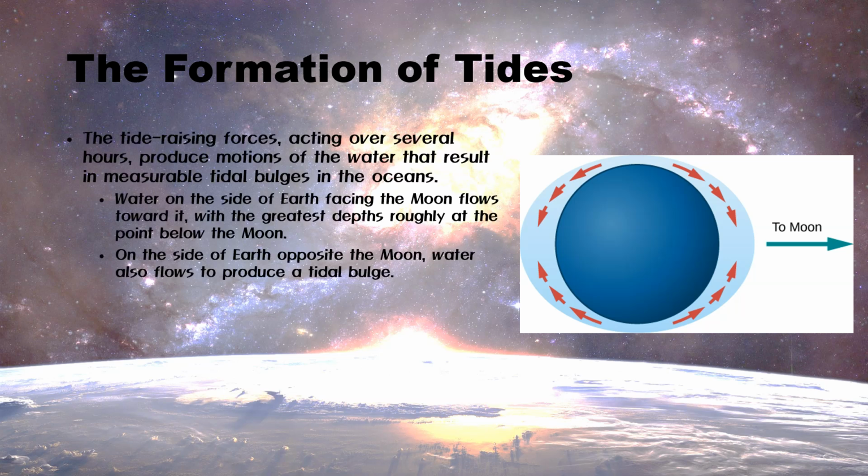So, the tide-raising forces that the moon exerts, acting over several hours, produce motions of the water that result in measurable tidal bulges in the ocean. Now, water on the side of the Earth facing the moon flows toward it, with the greatest depths roughly at the point below the moon. On the side of the Earth opposite the moon, water also flows to produce a tidal bulge.